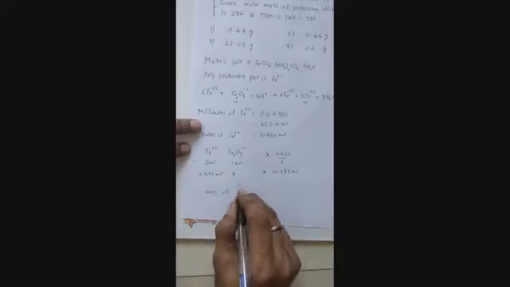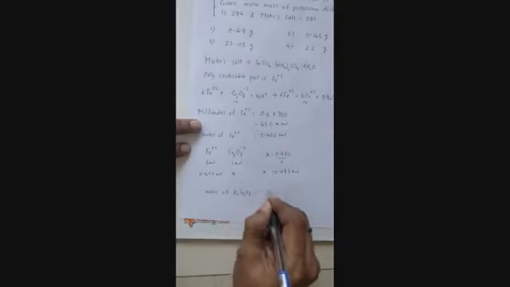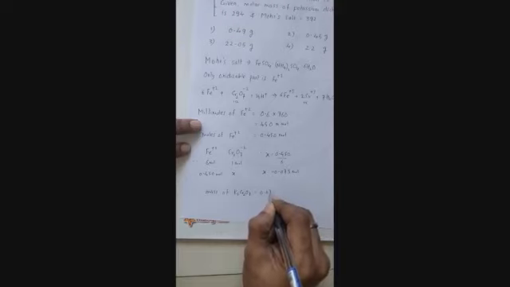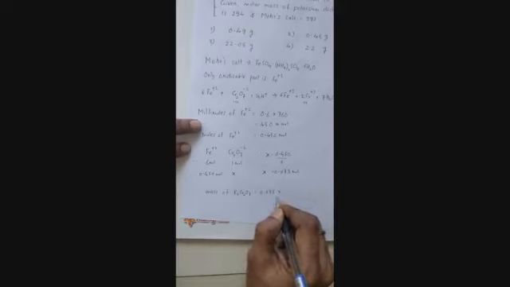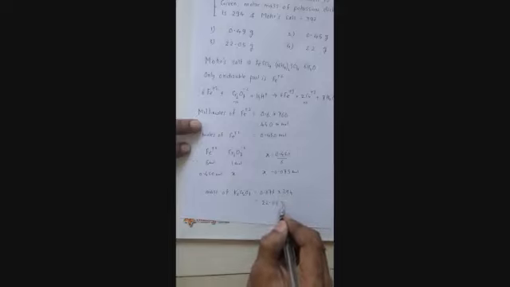Mass of potassium dichromate K2Cr2O7 should be number of moles 0.075 into molar mass. What is the molar mass? 294. So if I just multiply this, I'll end up getting the final answer somewhere in 20s, 22 point something. If you look at the options, 22.05 grams. So your answer is option 3 here.